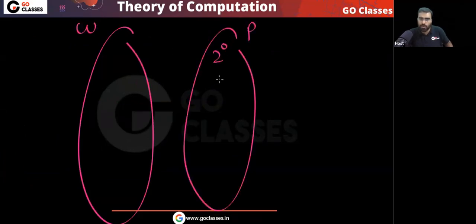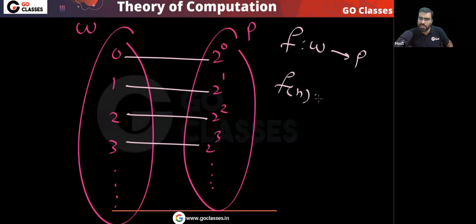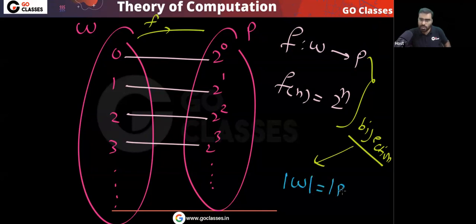This P is 2 power 0, 2 power 1, 2 power 2, 2 power 3, and so on. And this is your W: 0, 1, 2, 3, and so on. Very simple, you can give this bijection from W to P: f(n) is equal to 2 power n. This is a bijection, so I can say the size of the set of whole numbers is the same as the size of P.